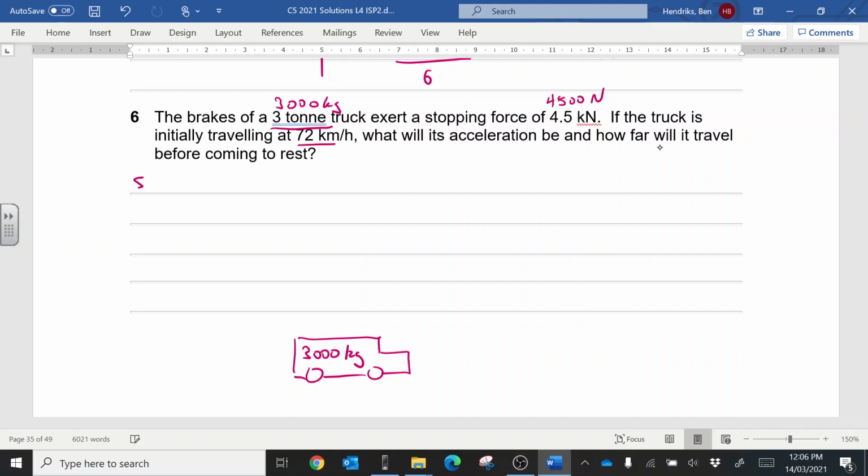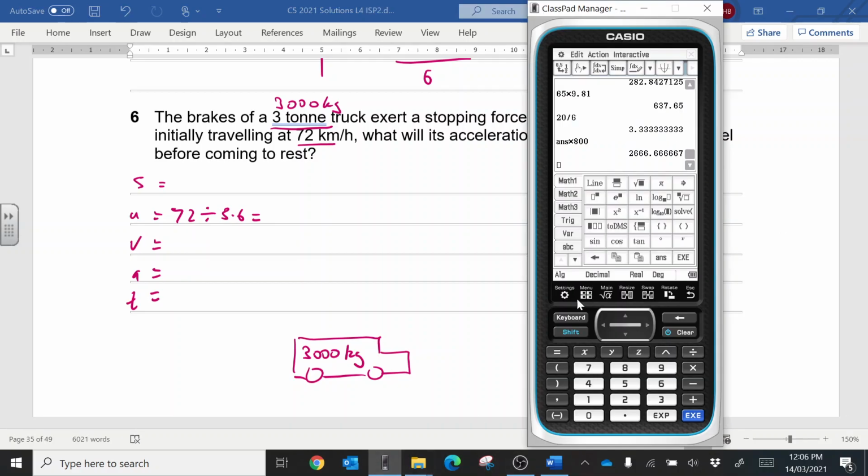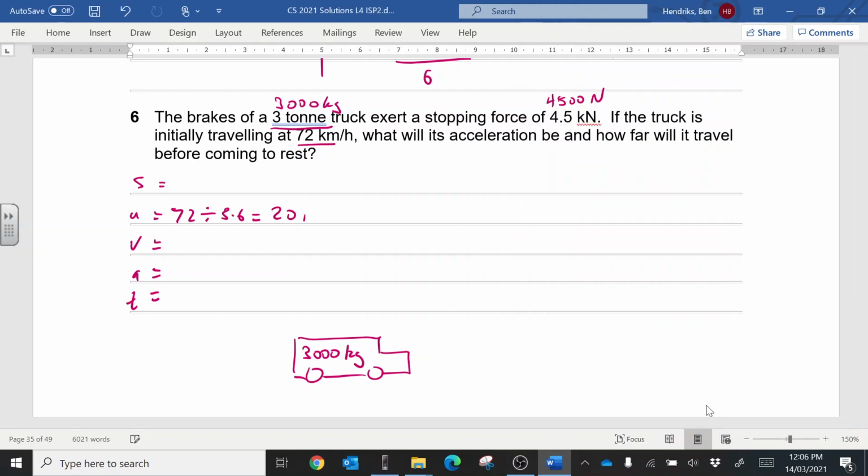So I'm going to write down what we know. I like writing it down because it helps me think about what I've actually got. So 72, and we have to divide that by 3.6 to get that into metres per second. Remember our kilometres an hour to metres per second conversion. 72 divided by 3.6 is equal to 20 metres per second. Very good. It comes to rest, so that means our final velocity is equal to 0.